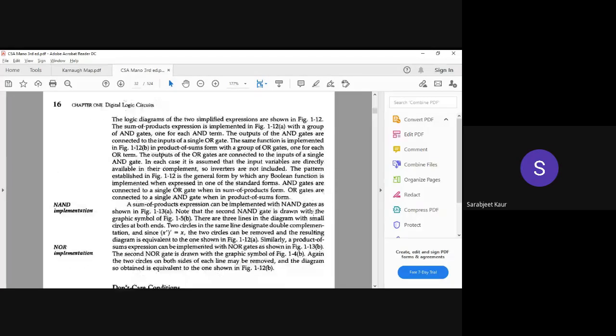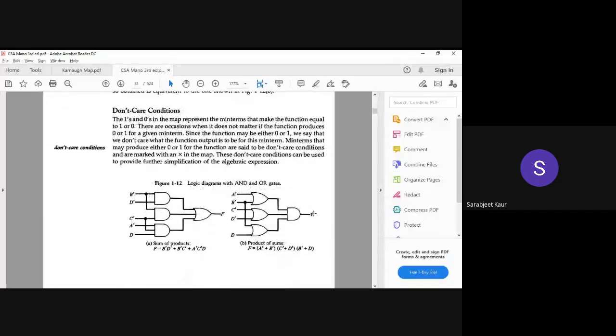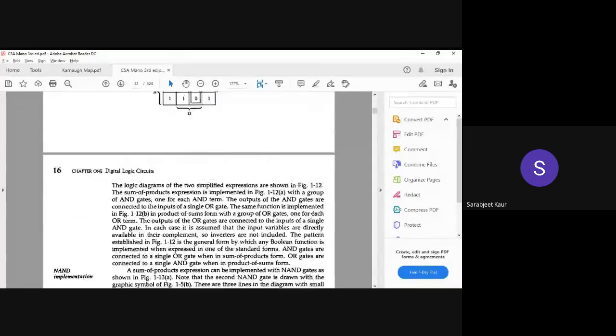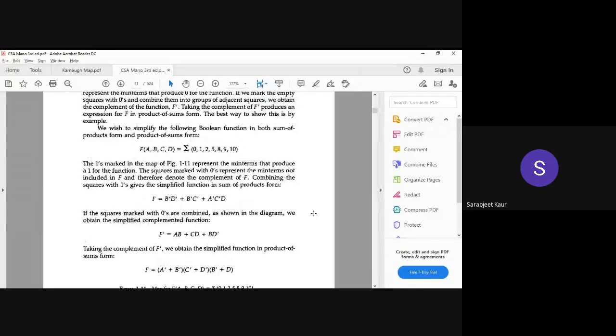I will stop here today. I have to do don't care conditions, which I'll do tomorrow, and then we are finished with the Karnaugh maps. Then we will proceed to the combinational circuits. Tomorrow, as in the next theory class. Okay, ma'am.